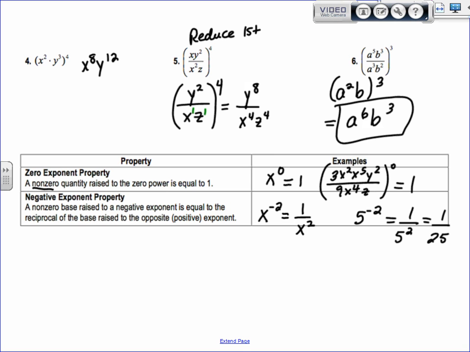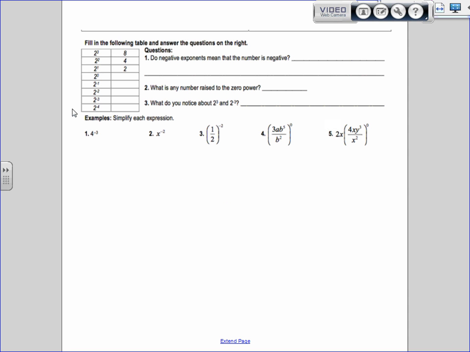Okay, so let's try this little table here. It says fill in the following table and answer the questions on the right. So you have a little table that kind of shows you how the pattern works. I have 2 cubed is 8, 2 squared is 4, 2 to the first is 2. So notice how each time you're dividing by 2. As you go down, you're always dividing by 2. 2 to the 0 is 1. 2 to the negative 1 is 1 over 2 to the positive 1, which is 1/2. 2 to the negative 2 is 1 over 2 squared, which is 1/4. Still following that pattern. I'm still just dividing by 2 each time. 2 to the negative 3 is 1/8, and 2 to the negative 4 is 1 over 16.